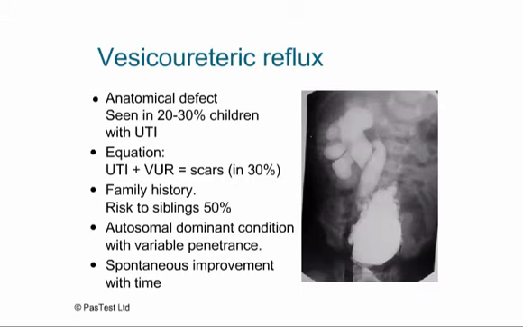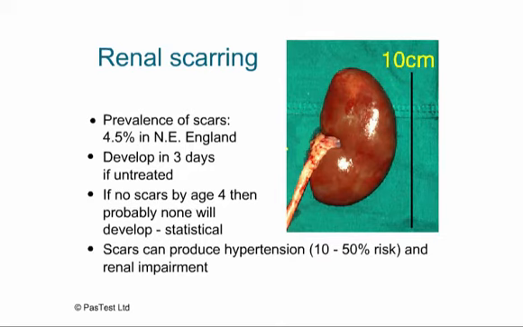Let's think a little bit more about scarring. What's the prevalence of scarring? Well, difficult to say, but in another well-conducted study in the northeast of England, the prevalence of scarring was about 4.5%. And animal studies have shown that you have about 3 days from the onset of symptoms of urinary tract infection to treat the infection if you want to stop the scar from forming.